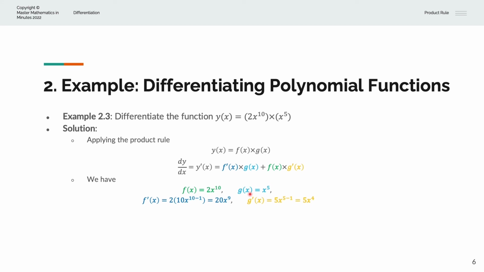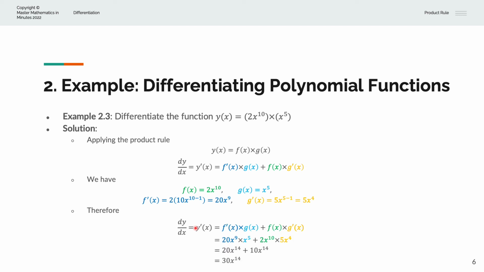And differentiating g with g'(x), again we'll drop the power to the front, that becomes 5 times x to the power of 5 minus 1. Again, we're differentiating, so we need to reduce the power by 1, and that simplifies to 5 times x to the power of 4. So we have the 4 terms here, which we can then substitute into that second equation to calculate the derivative of the function.